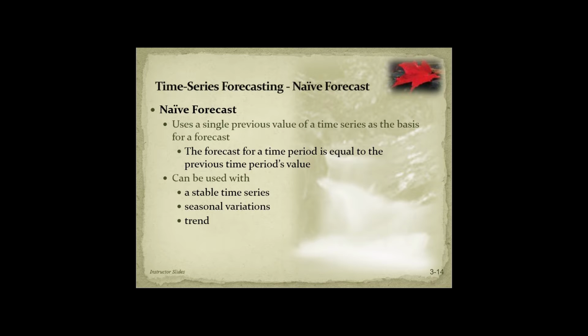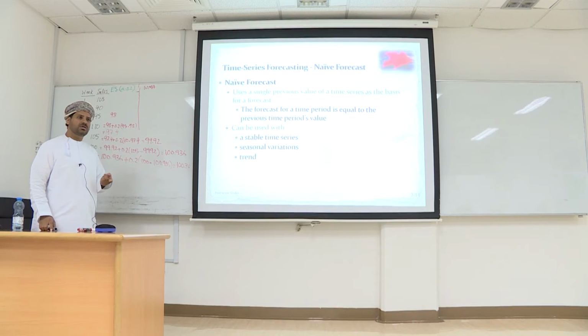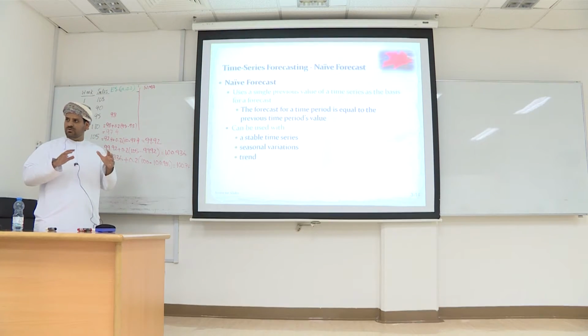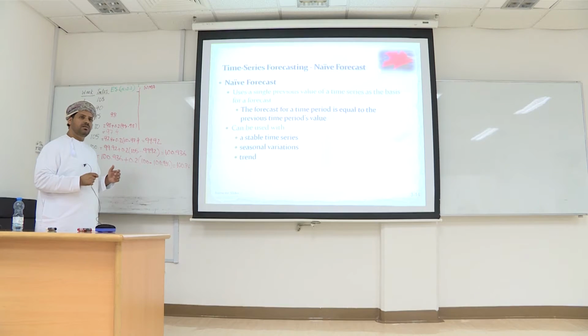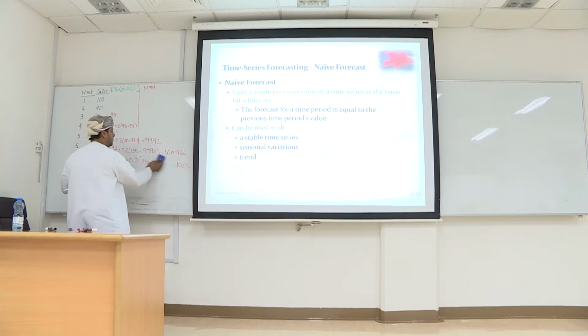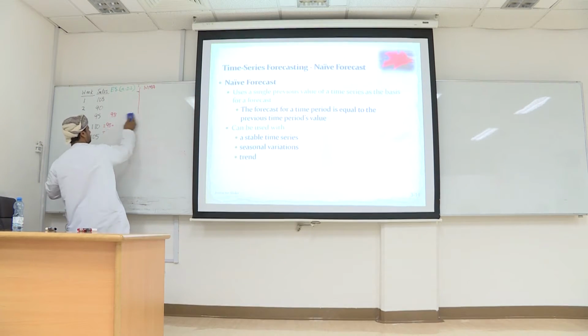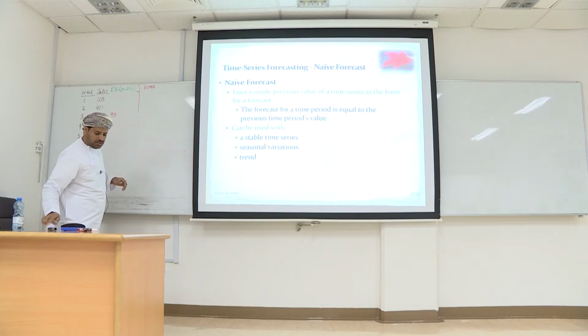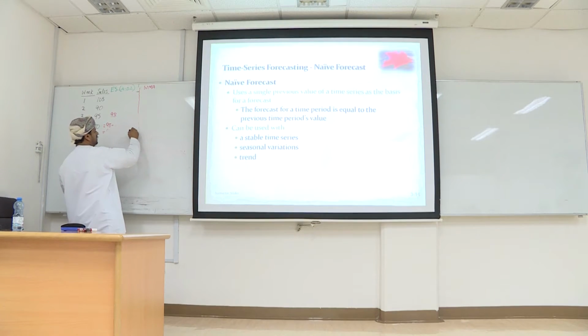But the problem with the naive is that to make a forecast, you only need the last period, and therefore it doesn't make use of your whole pattern. It just makes use of one number, and therefore you could have, for example, a situation where you are at the bottom of your seasonality.